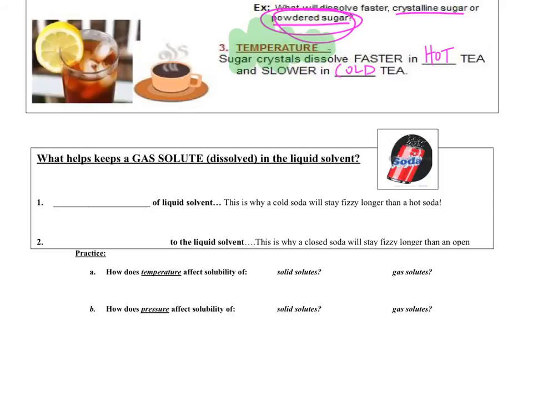Okay, and what keeps a gas solute dissolved in the liquid? So a lot of times, those of us that have drunk sodas or anything that's carbonated, you notice that the gas, the carbonation, the carbon dioxide is dissolved in the water. But if you leave it out or open for a long period of time, your soda becomes flat because all that carbon dioxide has escaped. Okay, so inside your soda, you have carbon dioxide bubbles.